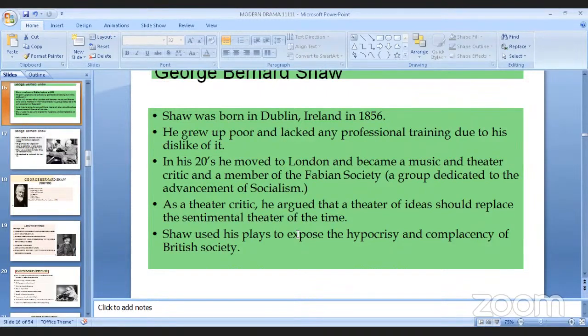Shaw used his plays to expose the hypocrisy and complacency of British society.